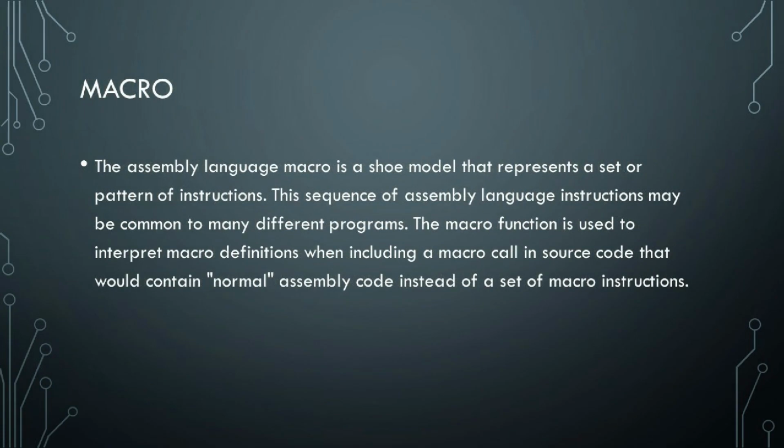Macro. An assembly language macro is a shorthand that represents a set or pattern of instructions. A sequence of assembly language instructions may be common to many different programs. The macro function is used to interpret macro definitions when it includes a macro call in the source code that would contain normal assembly code instead of a set of macro instructions.